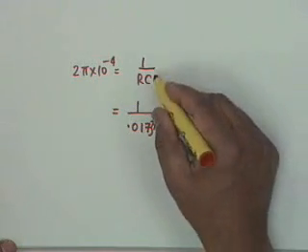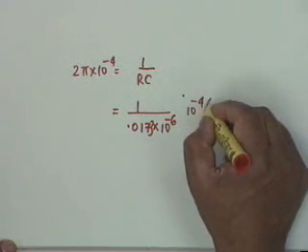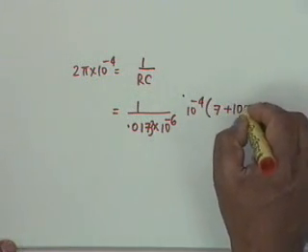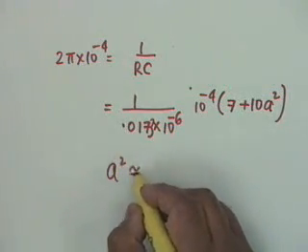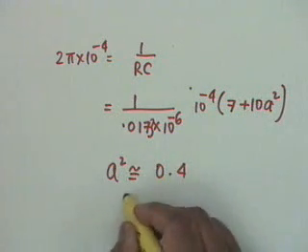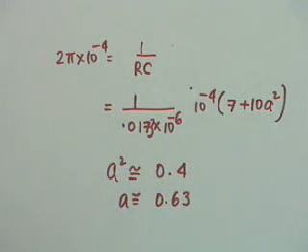Okay, 1 by C, then 1 by R. 1 by R we have already found out to be 10 to the minus 4 times 7 plus 10 S squared, which has now to be crammed up for finding out the value of A. S squared comes out approximately as 0.4, so that A is equal to 0.63, which means that if the original one is 10 turns, this should be 6.3 turns, N1 should be 6.3 turns.